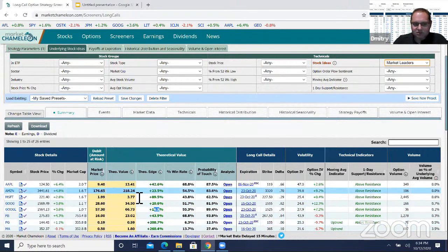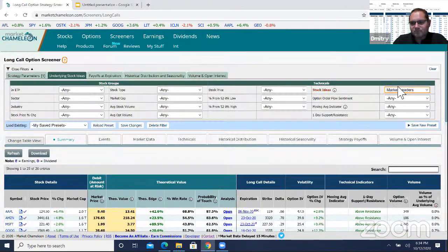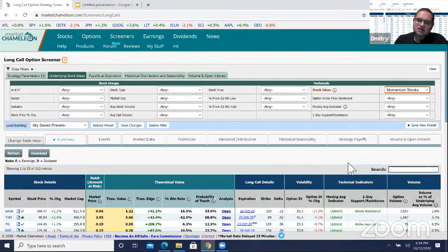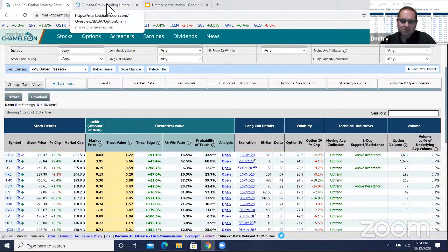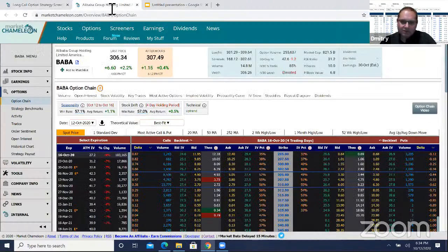So that's these ideas. I don't think you want market laggers. Momentum stocks are stocks that are looking at, I think, 6 months, 3 months, 2 weeks, and those stocks are making higher lows and higher highs. So let's take a look at what a momentum stock looks like. So Alibaba popped up. Let's take a look at Alibaba and see what that means when we screen for momentum stocks.